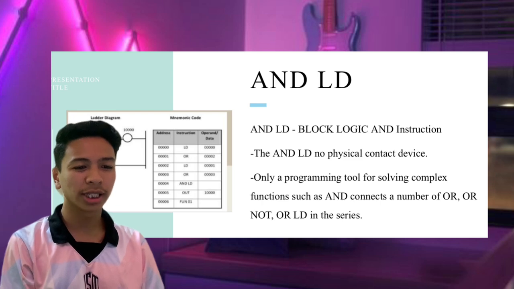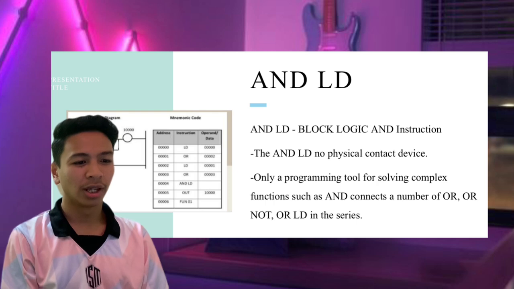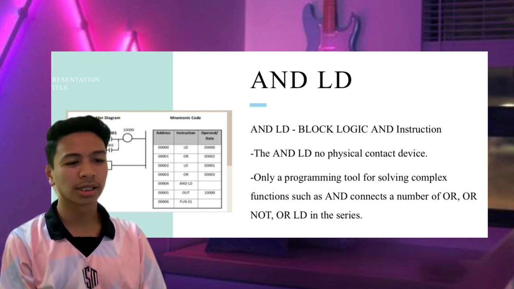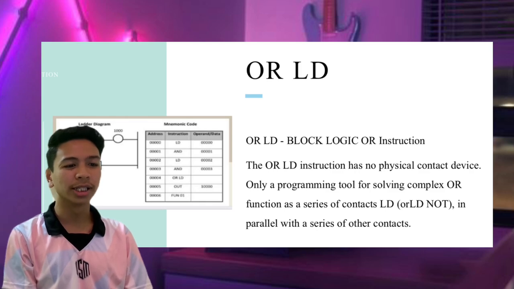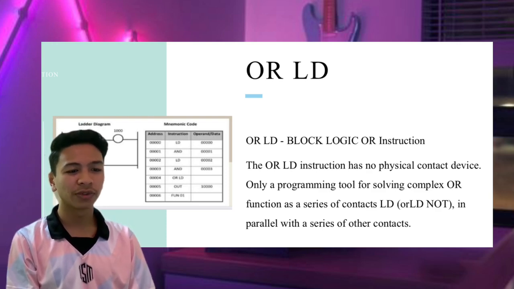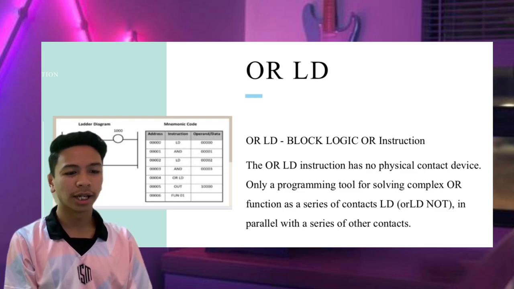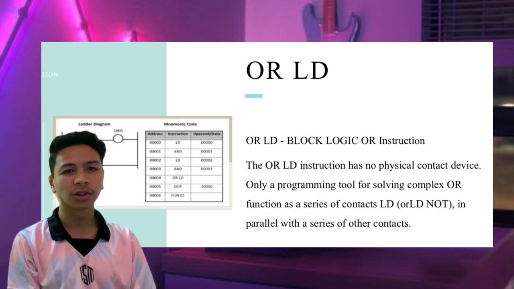Next, AND LD, block logic and instruction. The AND LD has no physical contact device, only a programming tool for solving complex functions, such as AND connecting a number of OR NOT or LD in series. And the last is OR LD, block logic or instruction. The OR LD instruction has no physical contact device, only a programming tool for solving complex functions, as a series of contacts LD in parallel with a series of other contacts.